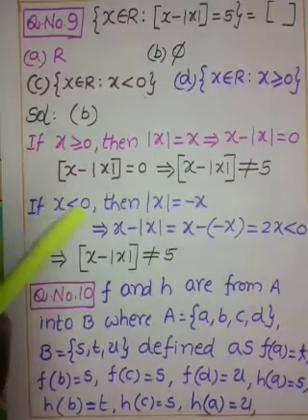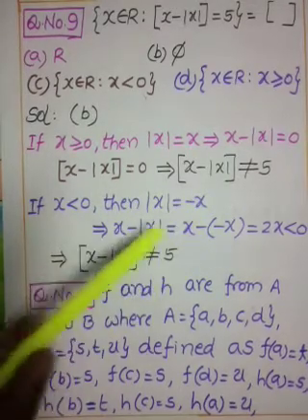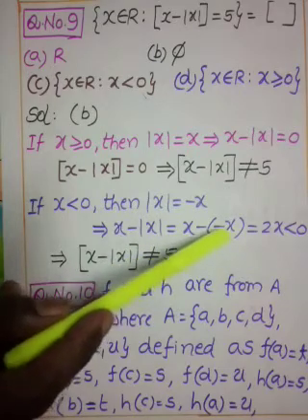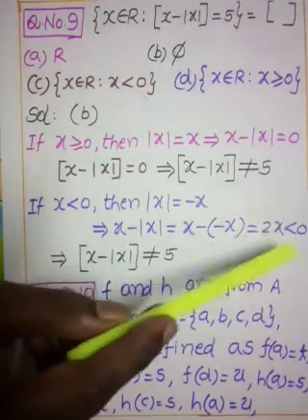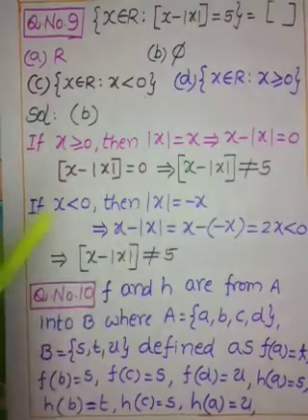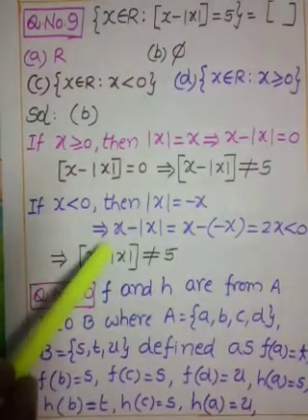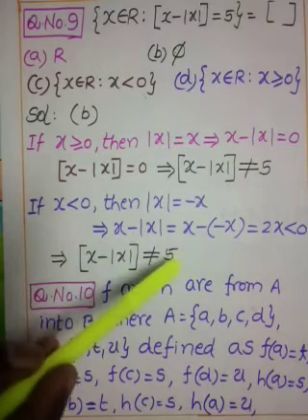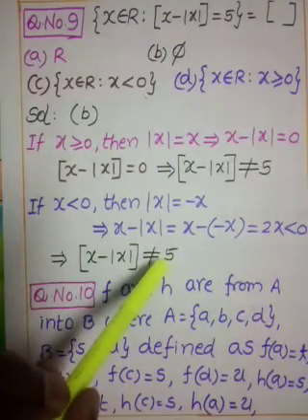Suppose x is less than 0, if x is a negative number, then mod x is equal to minus x. Then x minus mod x is equal to x minus of minus x, because mod x is equal to minus x. This implies we get 2x. This 2x value is also less than 0, because x less than 0 implies 2x is also less than 0. Then its greatest integer function is not equal to 5, because it is a negative number. Understood the solution, my dear children?